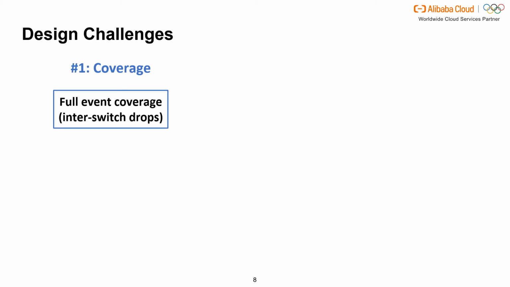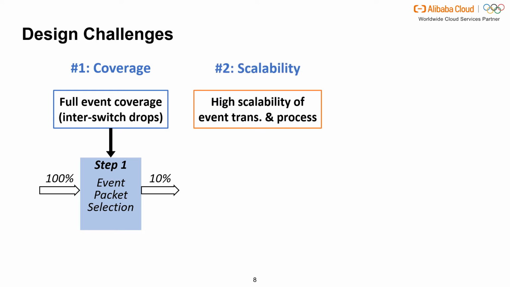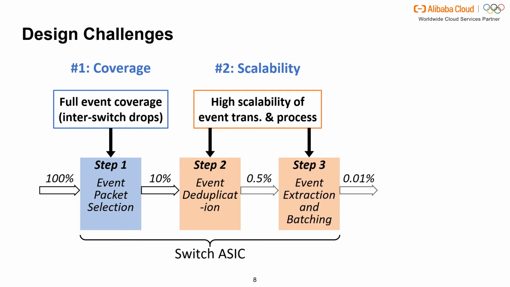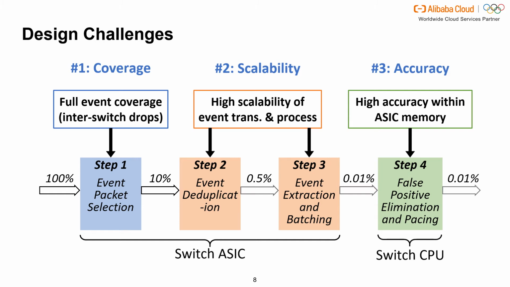However, realizing NetSeer is challenging in three aspects. First, it's hard to achieve full event coverage, especially for inter-switch packet drops. To overcome the coverage challenge, we propose event packet selection. Second, it's hard to achieve high monitoring scalability of event transmission and processing. To overcome the scalability challenge, we propose event deduplication, event extraction, and event batching. Last, it's hard to ensure high accuracy within limited ASIC memory. We propose false positive elimination in switch CPU.